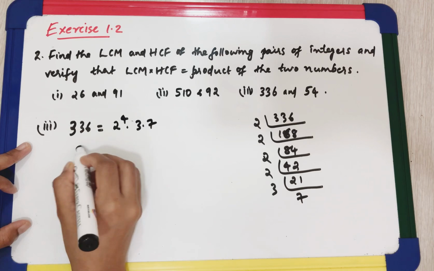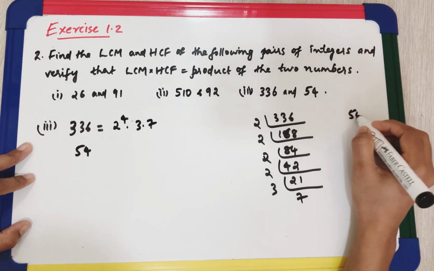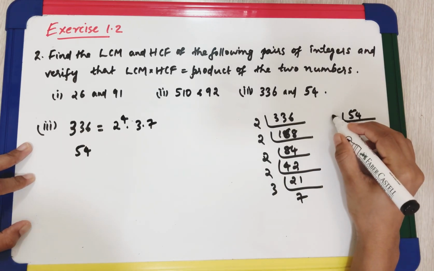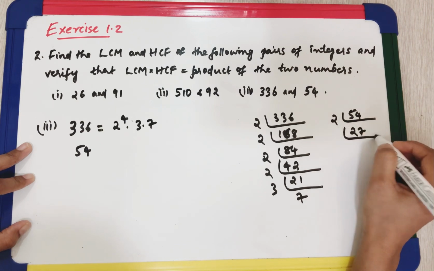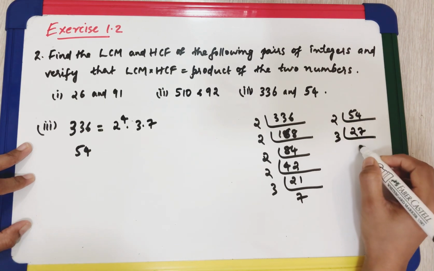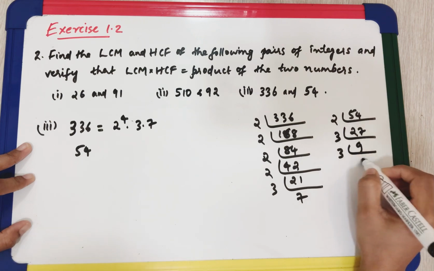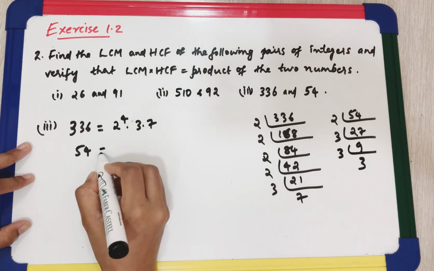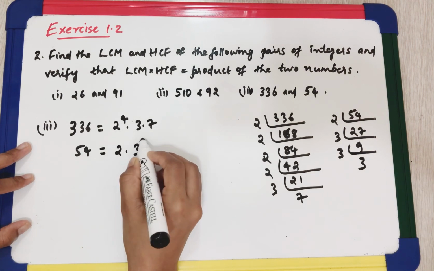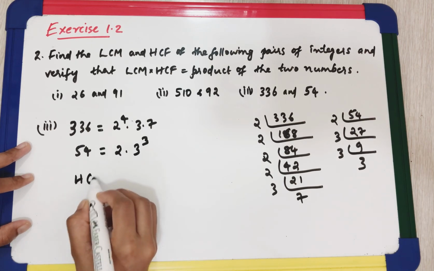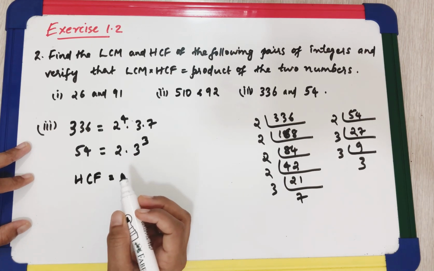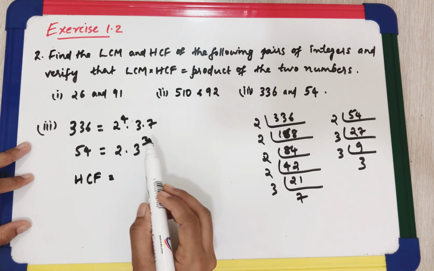And prime factorization of 54. 54 is, the least prime factor is 2, 27, 3, 9, again 3. 2 into 3 cube.